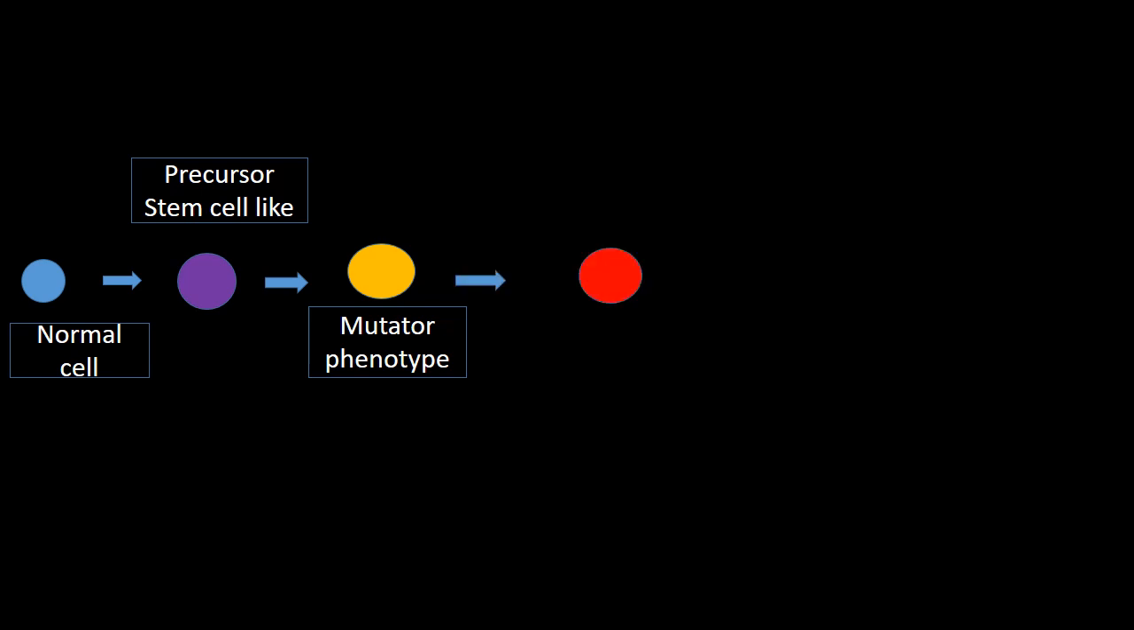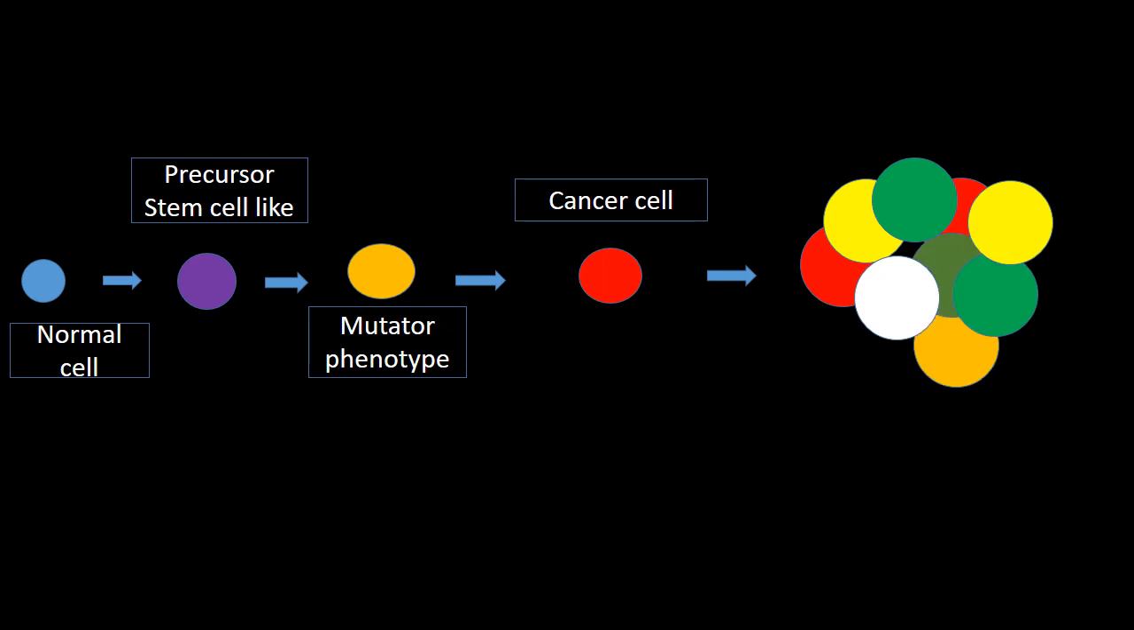And over a period of time, these mutations will accumulate, and they will transform this normal cell into a cancer cell in a sequential manner. See, as the tumor progresses, this cancer cell will develop into a mass of cells which are actually heterogeneous in nature, and they have several other mutations also in them. So this is how a tumor progresses. This is what we call the natural history of cancer.